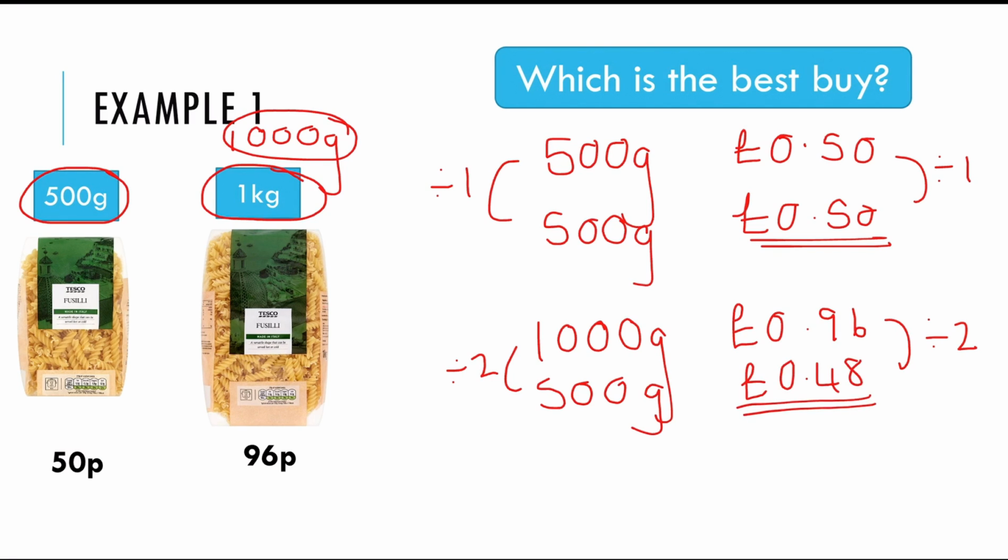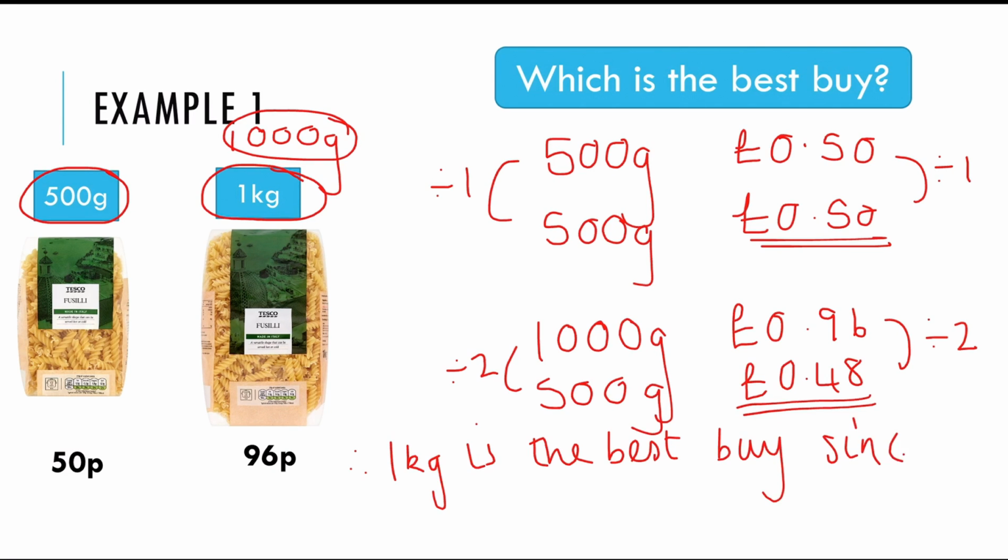So what I know now is if I buy the kilogram bag, per 500 grams it's 48 pence, whereas the 500 gram bag is 50 pence. So the best buy is 1 kilogram, since 48 pence is less than 50 pence.